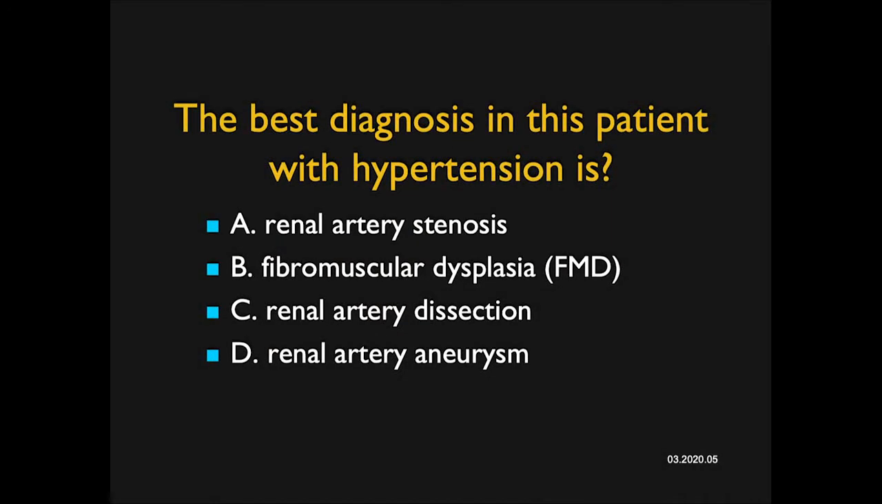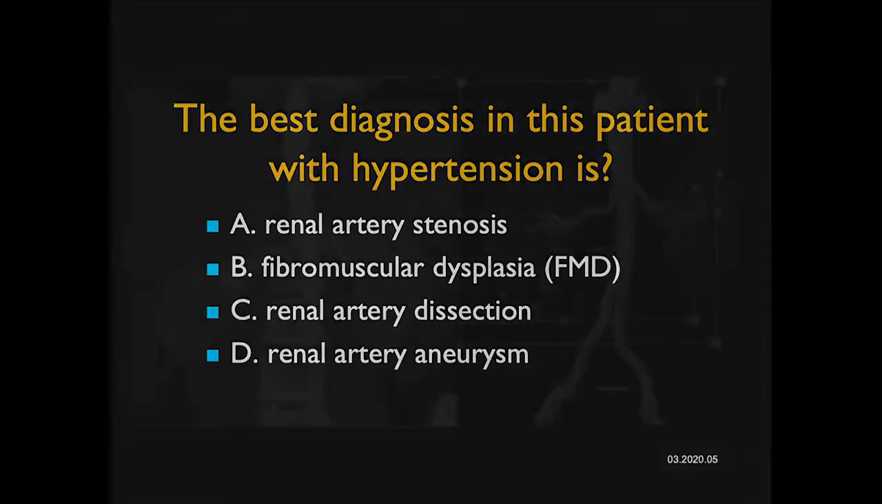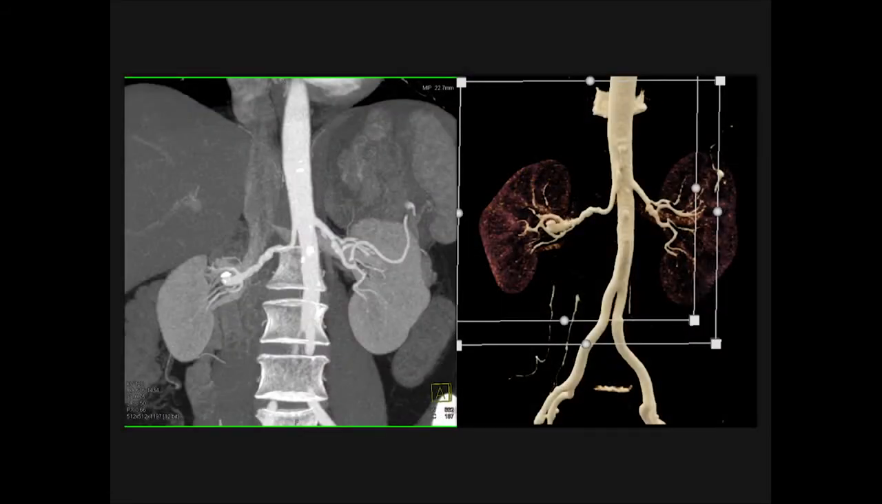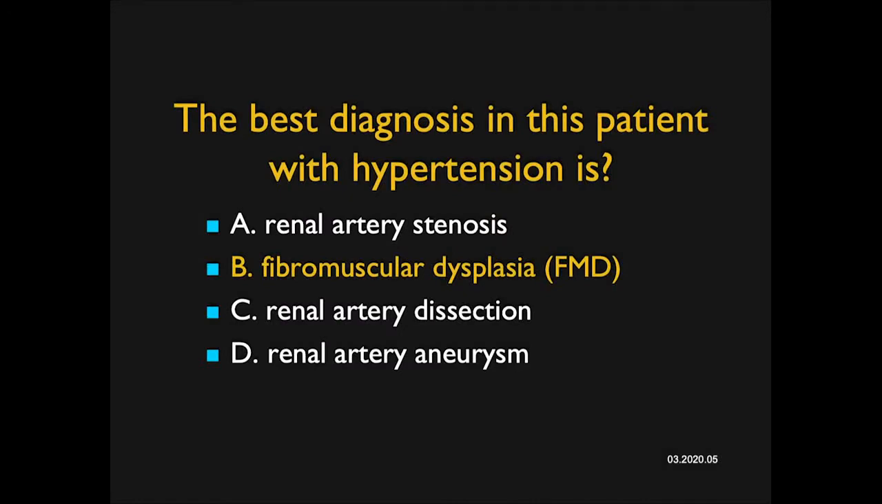This patient has hypertension, and what's the best diagnosis? If you look at the left renal artery, you see beading. If you look at the right renal artery, you see beading, and there's also aneurysmal dilatation right by the hilum of the right kidney. The aorta shows minimal plaque. This is not renal artery stenosis. This is not a dissection. And yes, there's aneurysmal dilatation of the right renal artery, but the key finding is the beading with the dilatation. Beautiful example on MIP and cinematic rendering of fibromuscular dysplasia, or FMD.